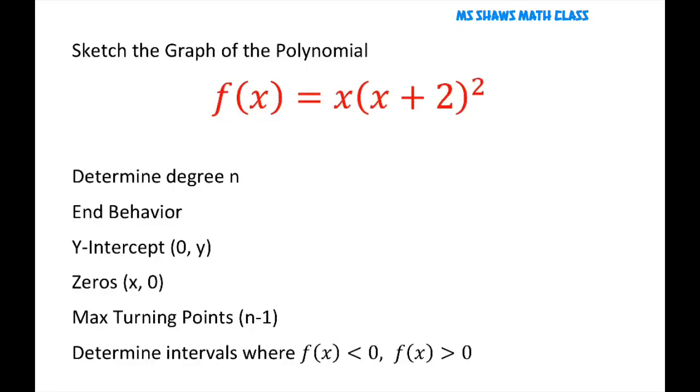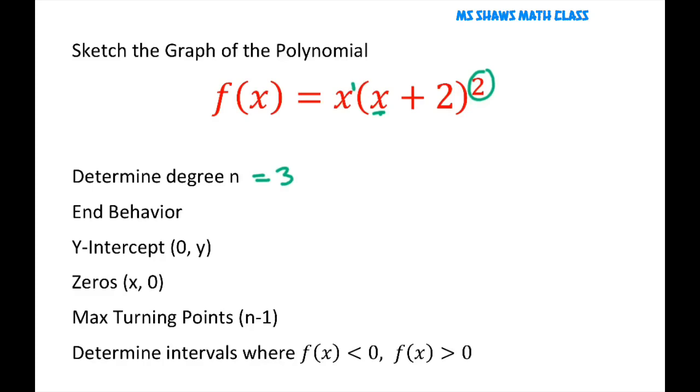Hi everyone, we're going to sketch the graph of this polynomial. So let's fill out some information first. If you look at your x's here and the powers, we have an x here and an x here, but this x is raised to the second power, so add the 2 and the 1, so our degree equals 3. That's how you do it if you don't want to put this in standard form.